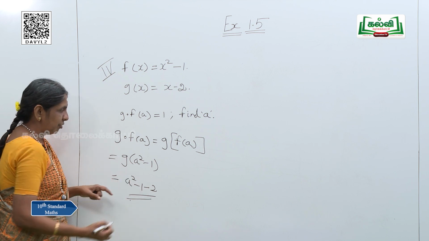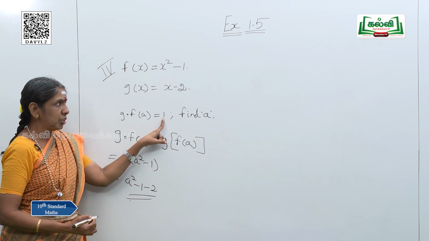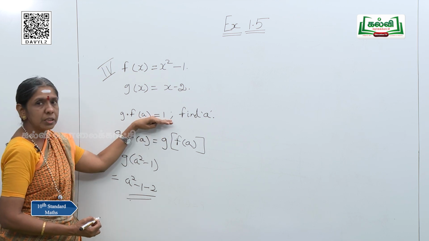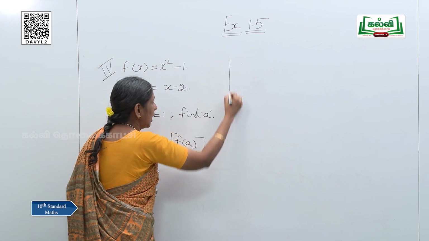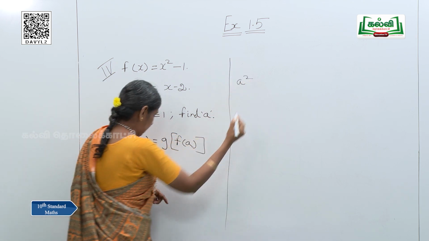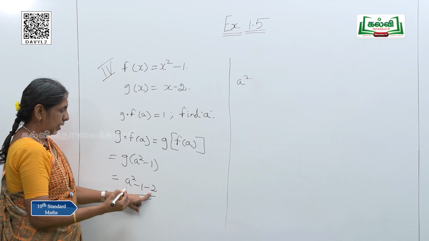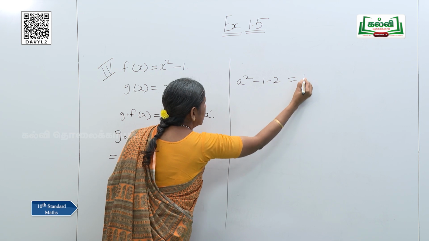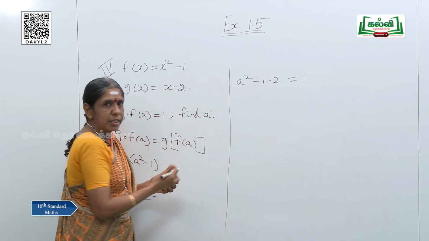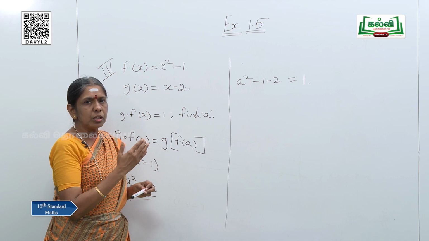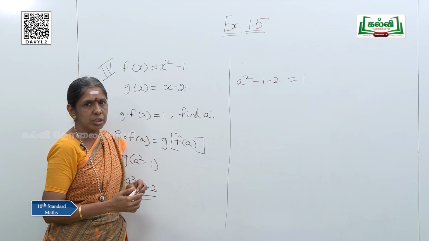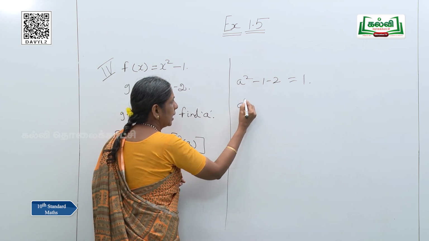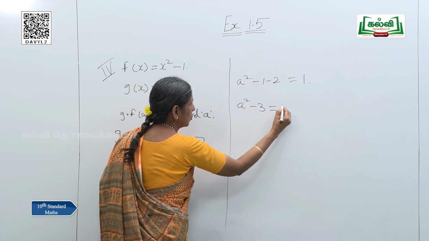So, this is going to be the functional value, but they have given the functional value is equal to 1. So, equate this functional value with 1. So, what happens? a squared minus 1 minus 2 is equal to 1. Now, this minus 1 and minus 2 are constants. Since both are constants, we can always simplify the constants together. So, minus 1 minus 2 if you simplify, you get a squared minus 3 is equal to 1.